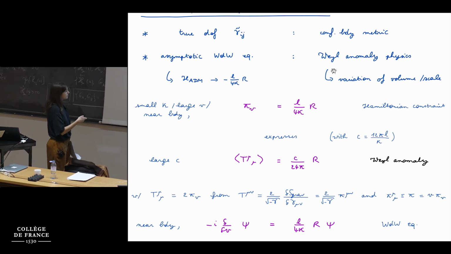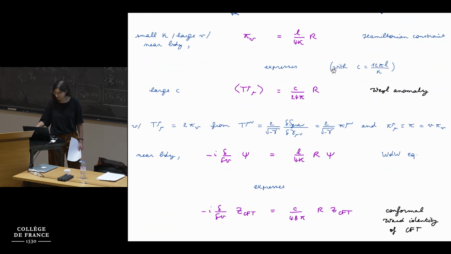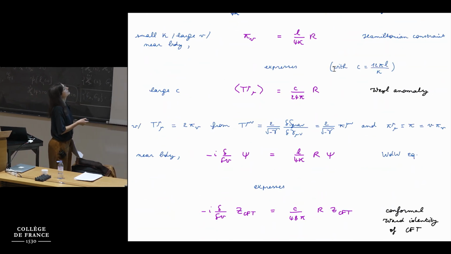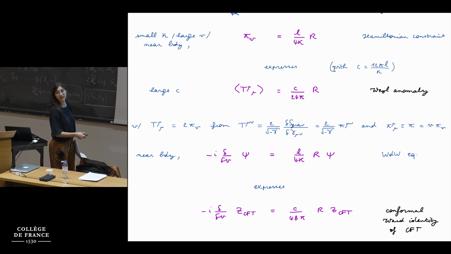Okay, then at the level of the Wheeler-DeWitt equation, in this Schrodinger form again, the right-hand side is again just proportional to R acting on psi. And this directly expresses this statement about the CFT partition function, which is the conformal Ward identity of the CFT.